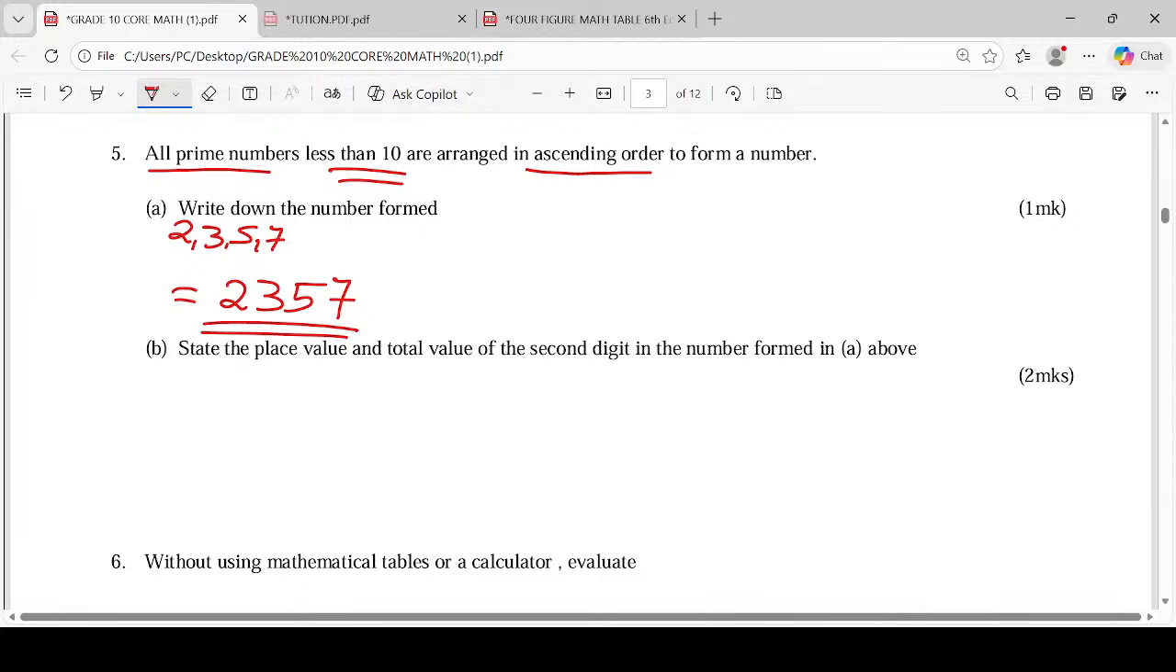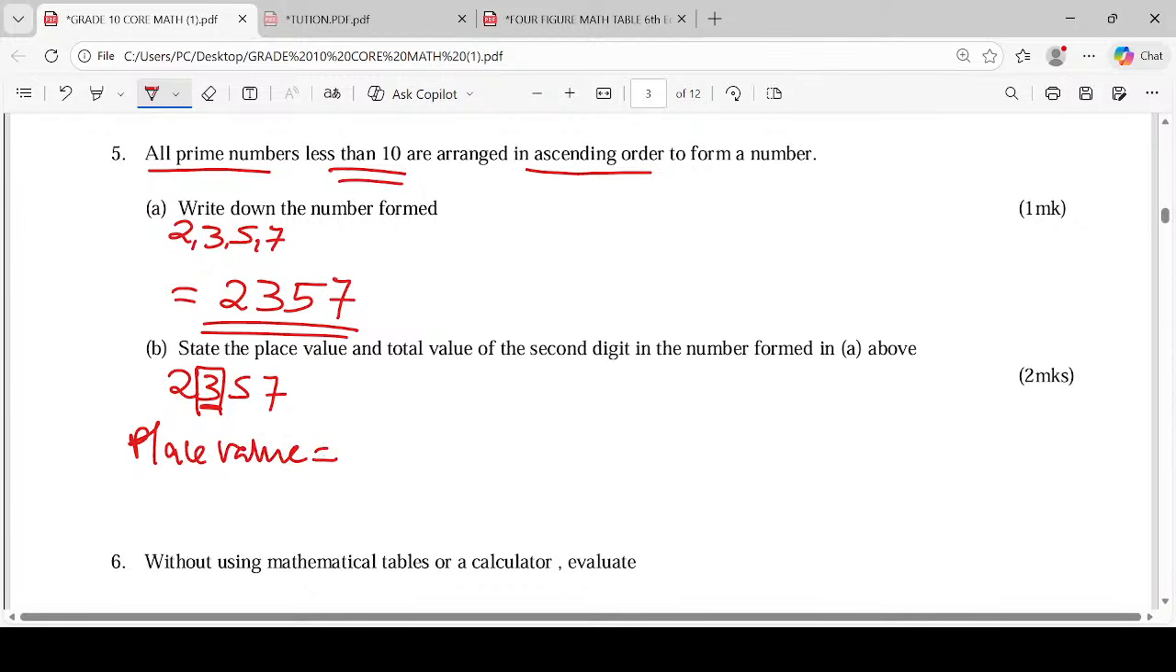When you talk about the second digit, one common mistake that learners often commit is that, when you have the number 2357, the second digit is this digit number 3. That is the second digit. So the question is, state the place value and the total value of the second digit in the number. So here the place value, ladies and gentlemen, place value.